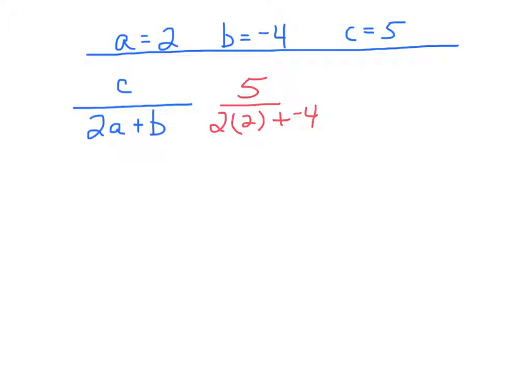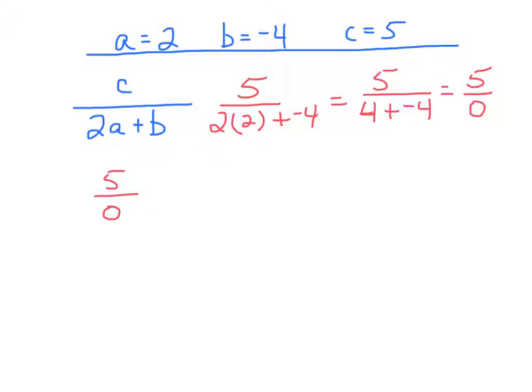And I want to go through and simplify this. If I simplify this, I have 5 on the top, and on the bottom I have 4 plus a -4. Well, if I simplify that bottom, 4 plus a -4 gives me 0. So I have an answer here of 5 over 0. So the question is, what does 5 over 0 equal?